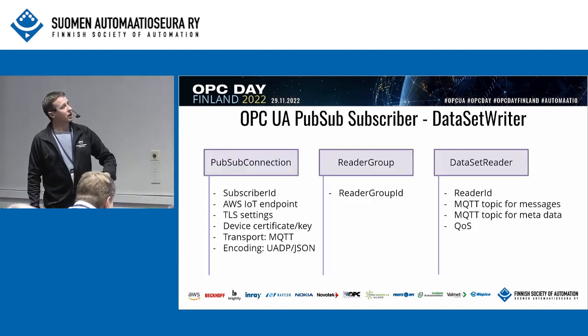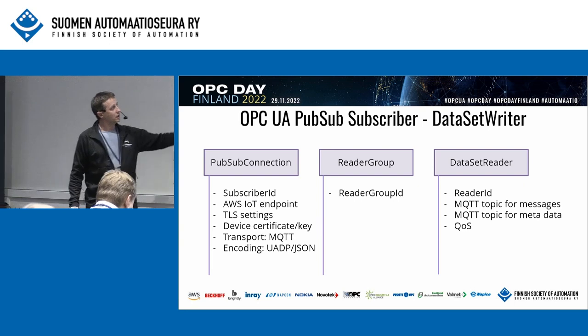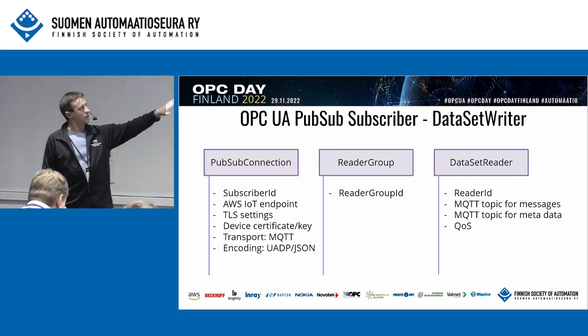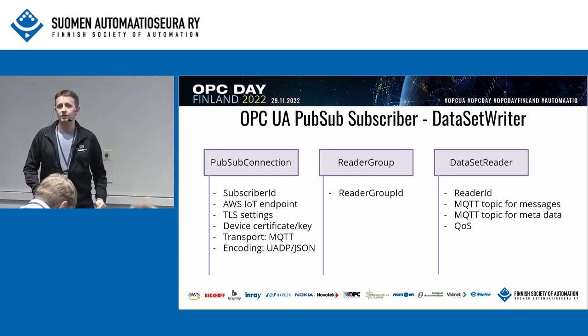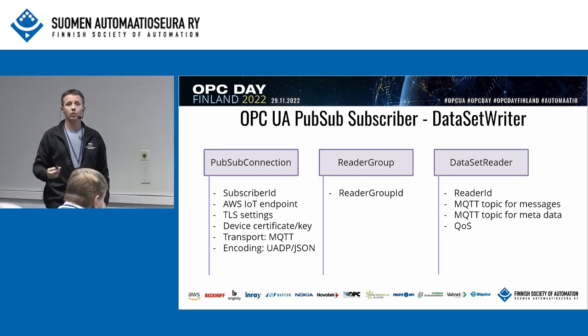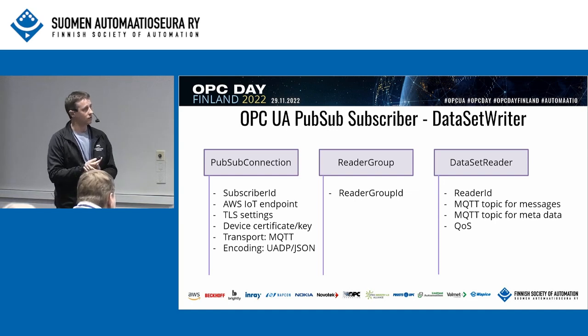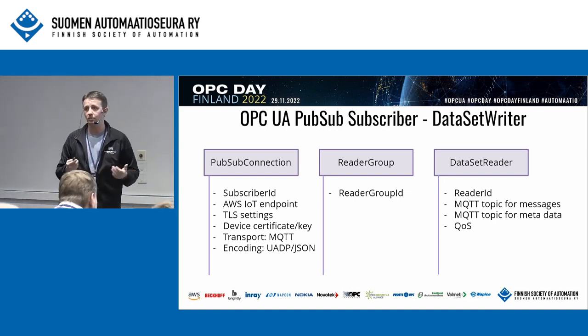On the subscriber side, it's exactly the same. The connection settings are the same. The reader group is just an ID. But we just have to point it to the right topic so we can get the data, but also read the metadata so this subscriber understands how to decode the binary payload.